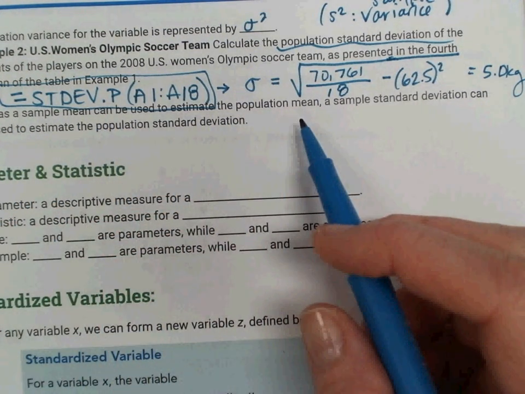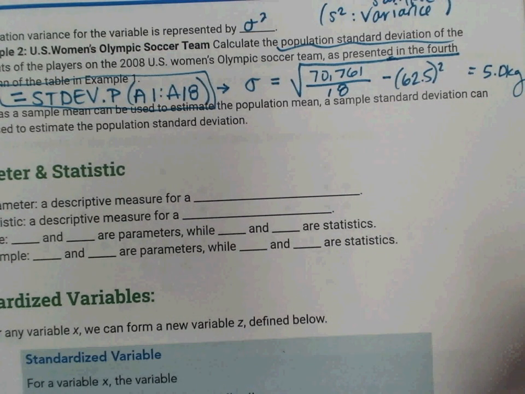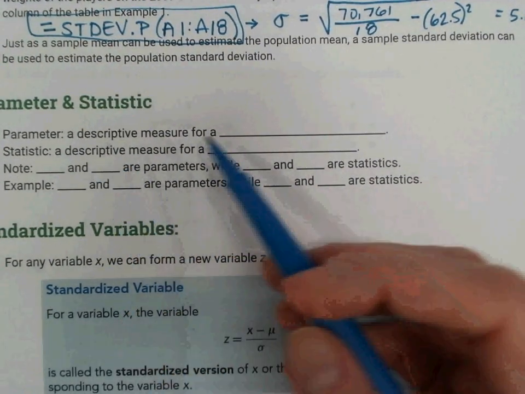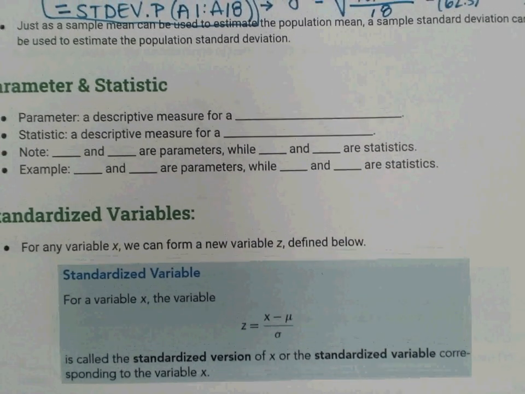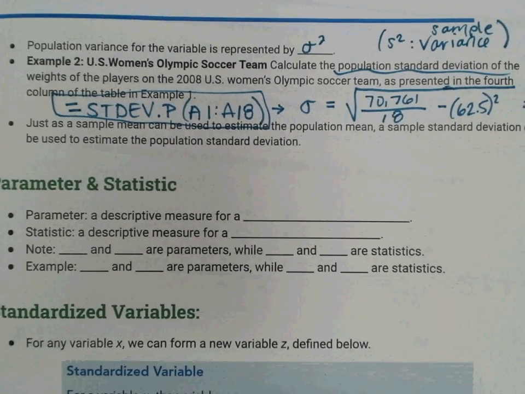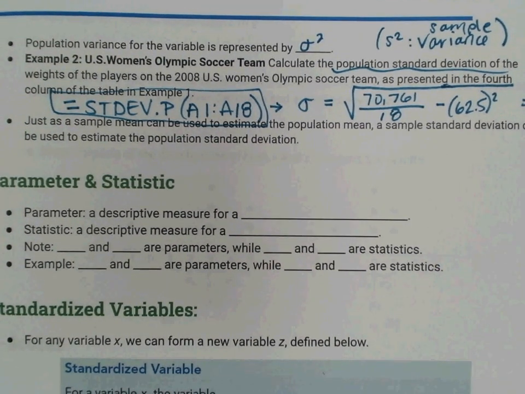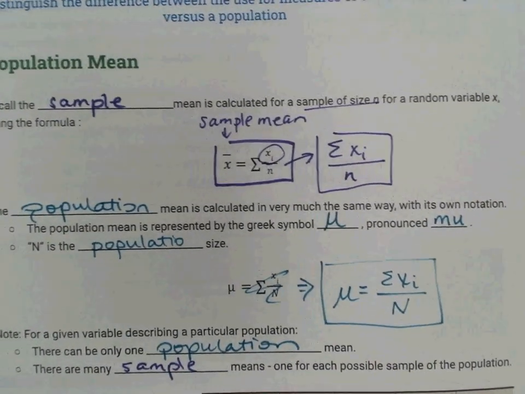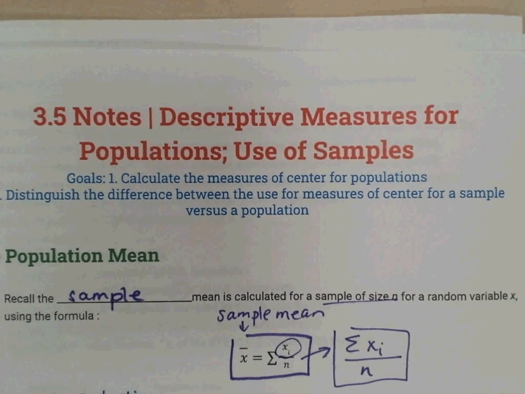Finally, just as a sample mean can be used to estimate the population mean, a sample standard deviation can be used to estimate the population standard deviation. We'll talk about the parameter versus the statistic and the standardized variables in our lesson to come. So that concludes our lesson here on population standard deviation and taking a look at population mean. So some new symbols, lots of similar concepts.